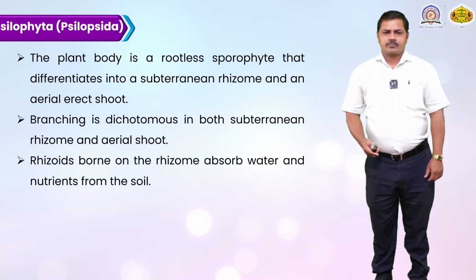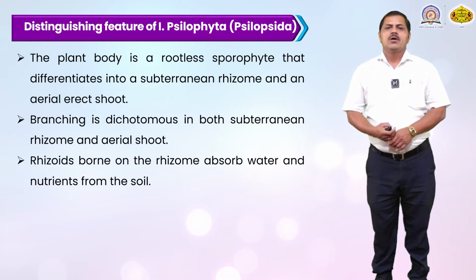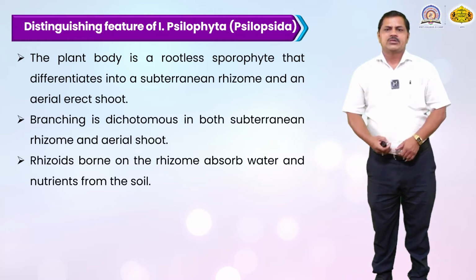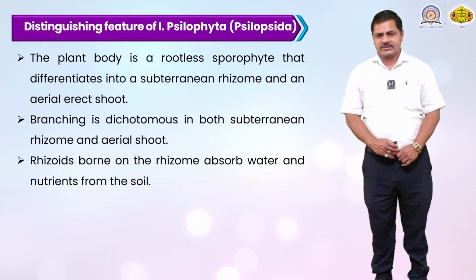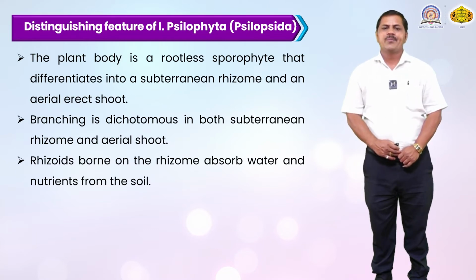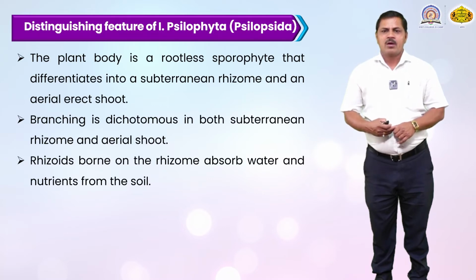Then, for the plant body, first we distinguish the features of the Psilophyta, also called Psilopsida. This plant body is a rootless sporophyte that differentiates into a subterranean rhizome and an aerial irregular shoot formation.